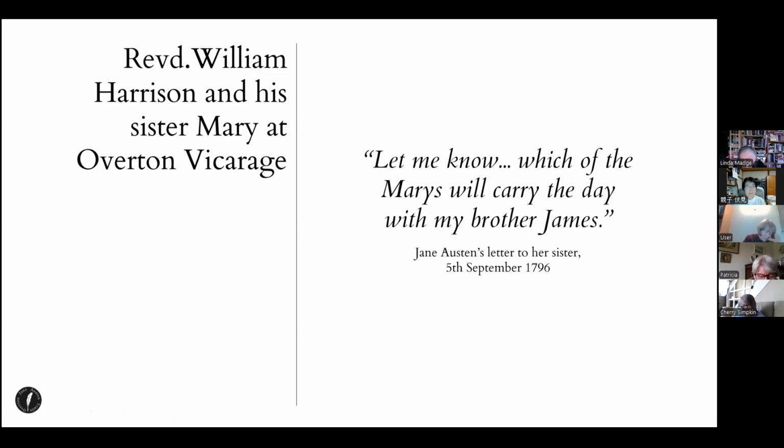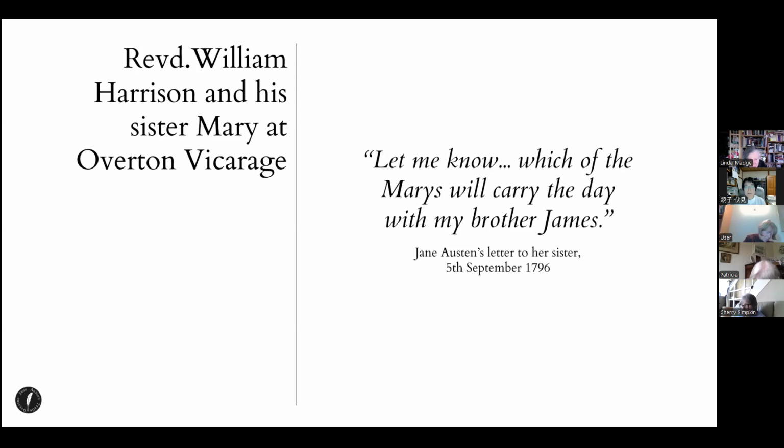Jane Austen's home and social world was immersed in the church. Clergymen feature in all of Jane Austen's novels. William Harrison was vicar at Overton from 1796, presumably living at Overton Vicarage that James Austen had found too small. The Harrison family were in the social circle of Jane Austen, and Jane refers to William Harrison, his sister Mary Harrison, and their mother, Mrs. Harrison, in her letters.